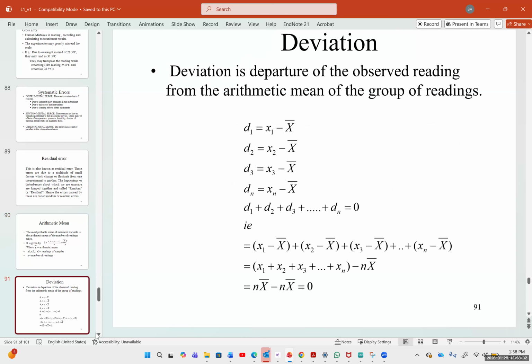Another thing is deviation. You're already familiar with it. Deviation is the departure of the observed readings from the arithmetic mean of the group of readings. So D1 is going to be x1 minus the mean or average. D2 is going to be the reading x2 minus the mean. D3 is going to be x3 minus mean. Dn is going to be xn minus mean. And when you add all these deviations together, it's going to result in a 0.